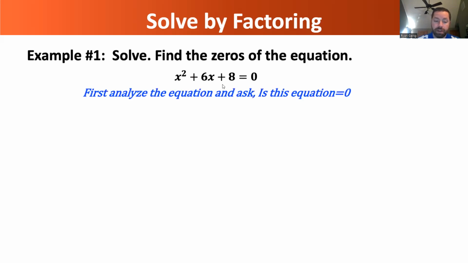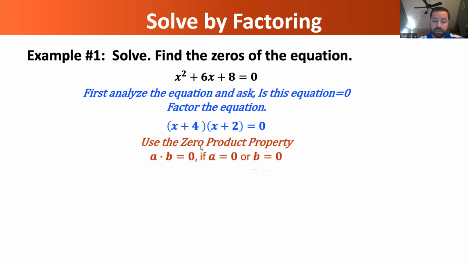Okay, but before I do anything, is this equal to 0? Yes, it is. So we can move forward. Let's factor. I want two numbers that multiply to 8 and add to 6. Hopefully you get that pretty quickly. That's 4 and 2. So that factors to x plus 4 times x plus 2. Notice that that's equal to 0. Well, those two things are being multiplied together, x plus 4 times x plus 2. So that means either x plus 4 has to equal 0 or x plus 2 has to equal 0.